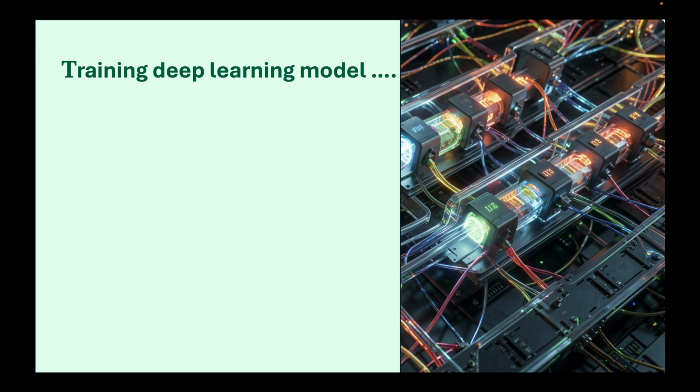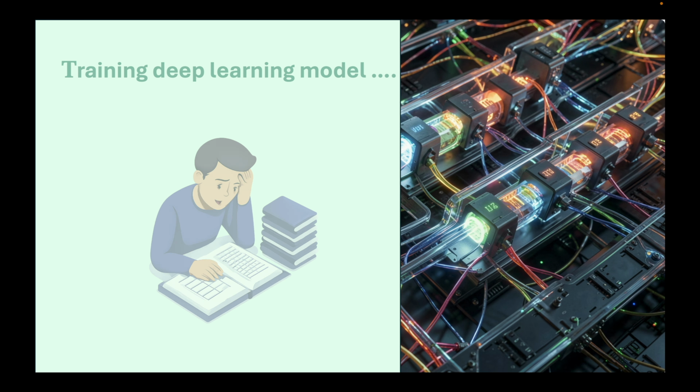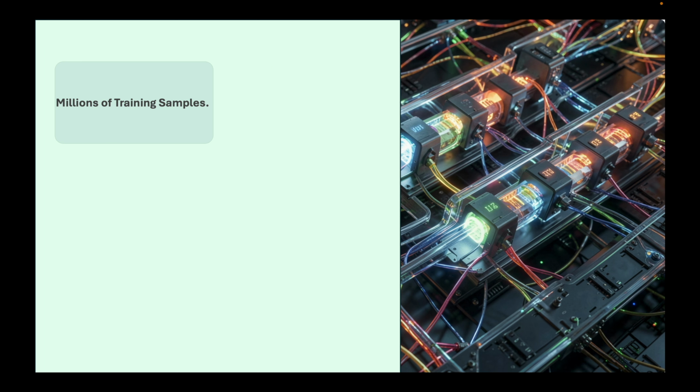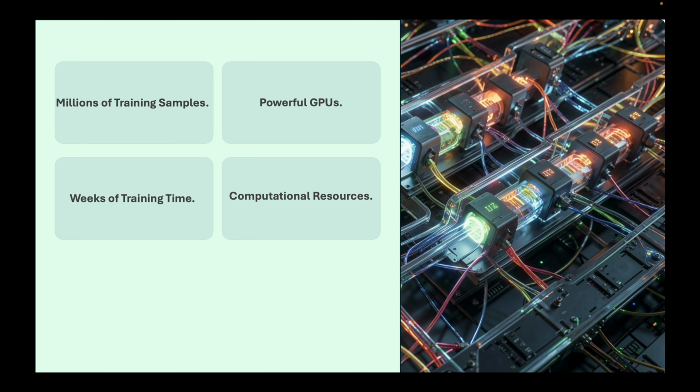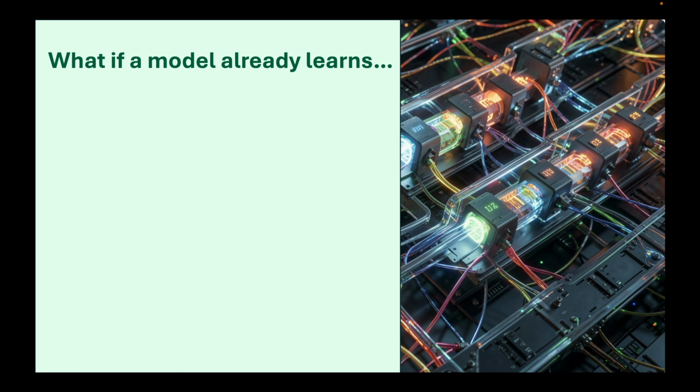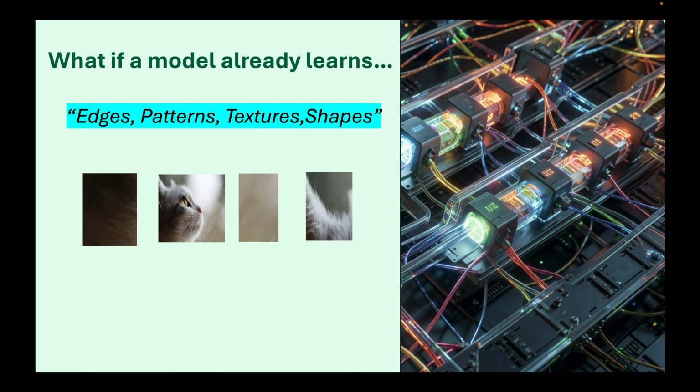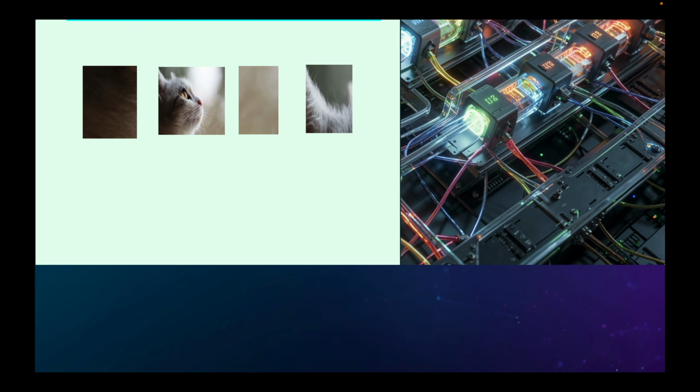As we know, training a deep learning model from the very beginning is often difficult. It requires millions of training samples, powerful GPUs, weeks of training time, significant computational resources, expertise gap, and so on. But what if a model has already learned useful features such as edges, patterns, textures, and shapes? Can we reuse this knowledge instead of starting from zero? The answer is transfer learning.